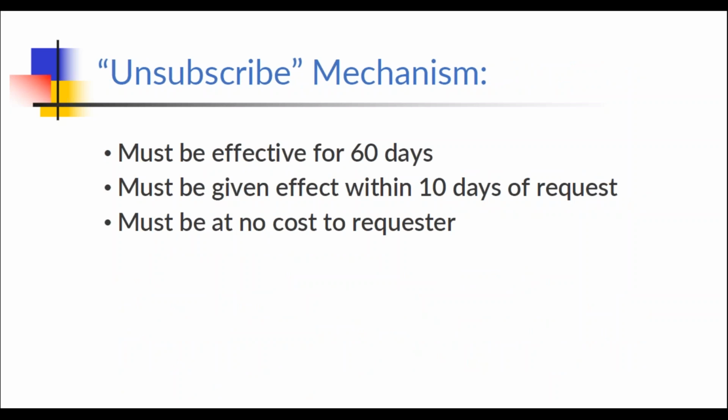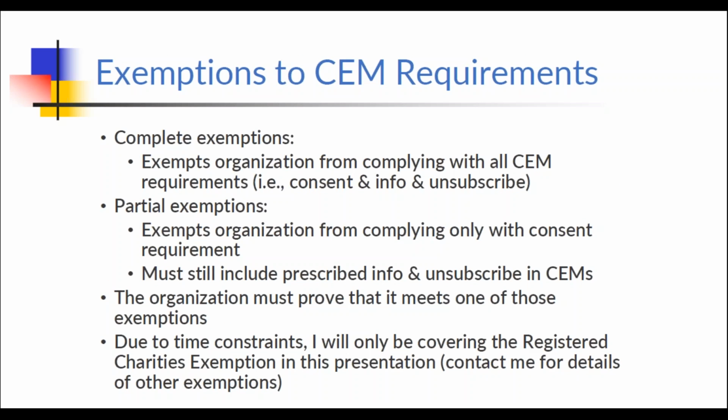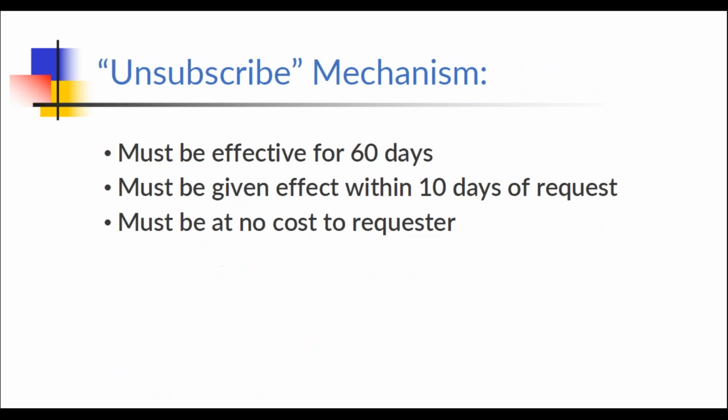Let's talk about that. As I mentioned, every CEM has to have an unsubscribe mechanism in it. And what is it? Sorry, I'm sorry, but there's a couple things that are missing in that slide. I think they may have been deleted, and I apologize. I'll just tell you. An unsubscribe mechanism is a mechanism that allows the recipient to unsubscribe from receiving CEMs from you on a go-forward basis. It's basically a way for them to say, don't send a CEM anymore. It's an opt-out.